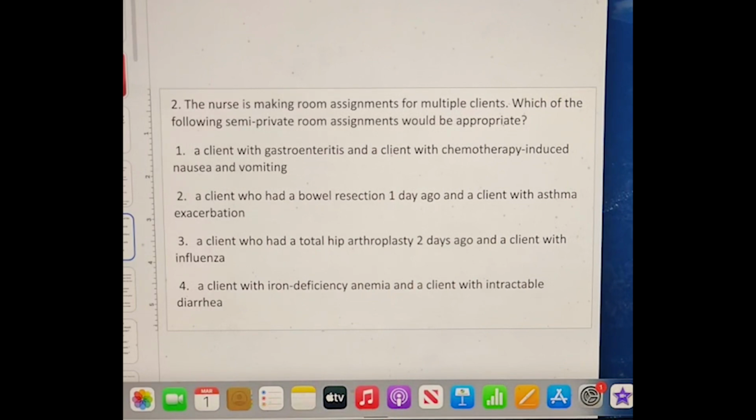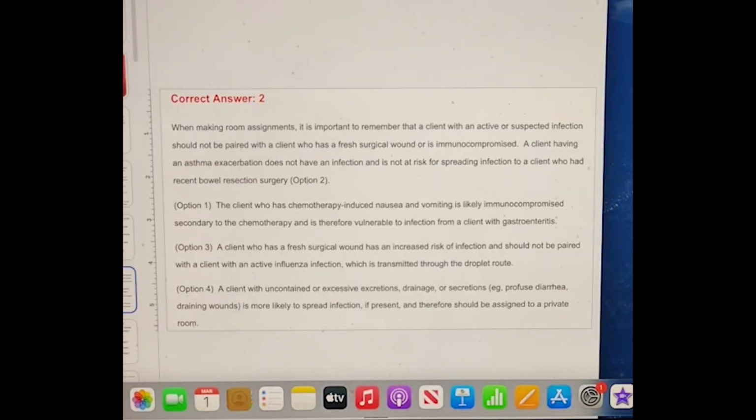So is it a client with gastroenteritis and a client with chemotherapy-induced nausea and vomiting, a client who had a bowel resection 1 day ago and a client with asthma exacerbation, a client who had a total hip arthroplasty 2 days ago and a client with asthma, or is it a client with an iron deficiency anemia and a client with intractable diarrhea? Which one are we thinking? And the answer is number 2.